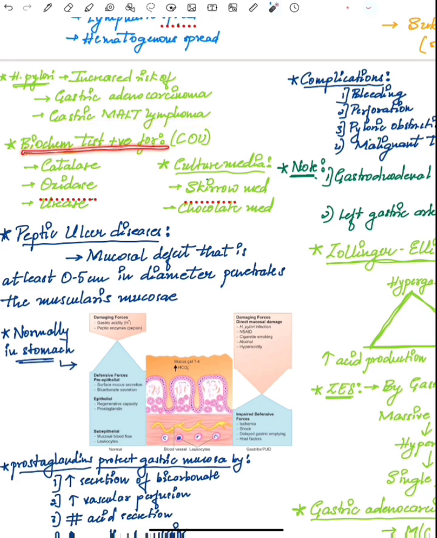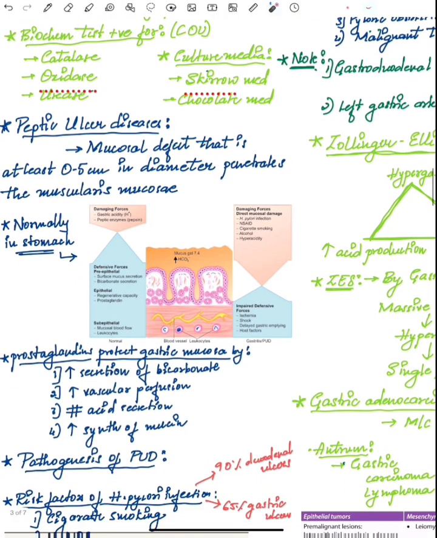Biochemical tests positive for this H. pylori we can remember by the mnemonic COW. That is catalase, oxidase, and urease, by COU. Therefore, it is known as COW. Culture media: this H. pylori can be seen in Skirrow media and in chocolate media.